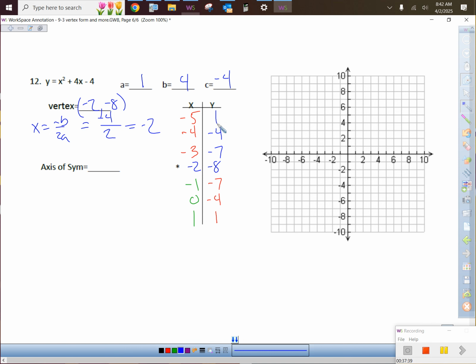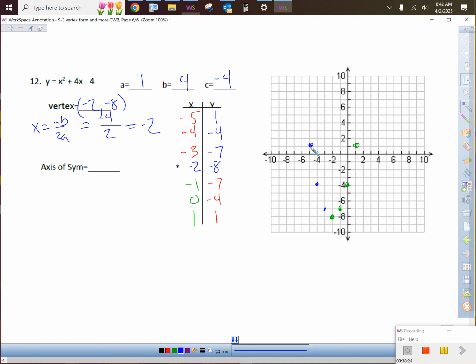Kind of plot those points once you got them. I still like to plot the vertex first, even though it doesn't matter how you do it on paper. On homework, you will have to plot the vertex first, and then any other point on the parabola. This one should open up, so my dots should kind of follow suit with that. 1, 1. What did I do wrong here? Plotted in the wrong spot. -2, -8 would be better. -1, -7, 0, -4, 1, 1. Yeah, buddy. Then there's symmetry around these others.